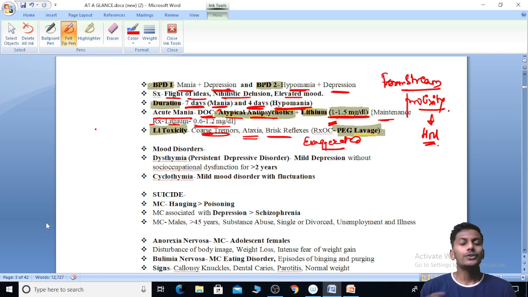Important one. So this is about your bipolar disorder. When the patient is experiencing depressed mood or depression along with a minimum of 7 days of manic symptoms or 4 days of hypomanic symptoms, it would be diagnosed as either BPD-1 or BPD-2, right? For acute episodes of mania, the drug of choice would be atypical antipsychotics along with lithium, right? Only one answer, atypical antipsychotics. Remember. And for lithium toxicity, the treatment of choice is PEG lavage.